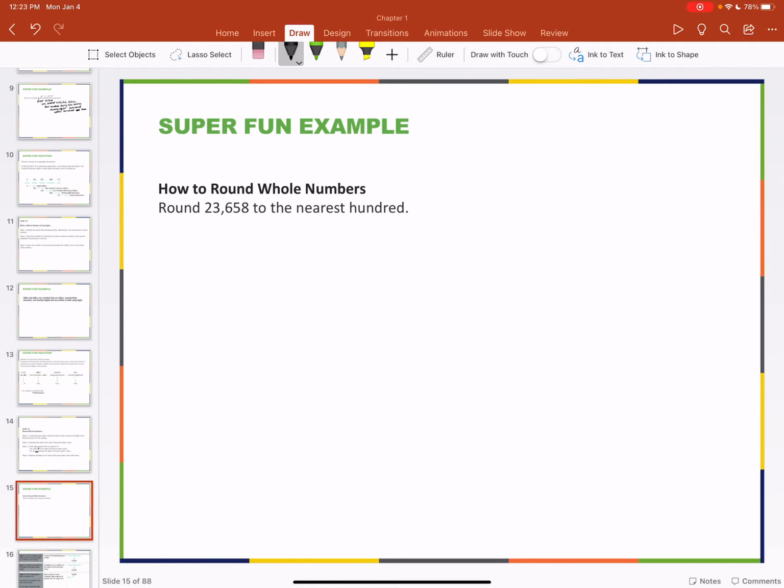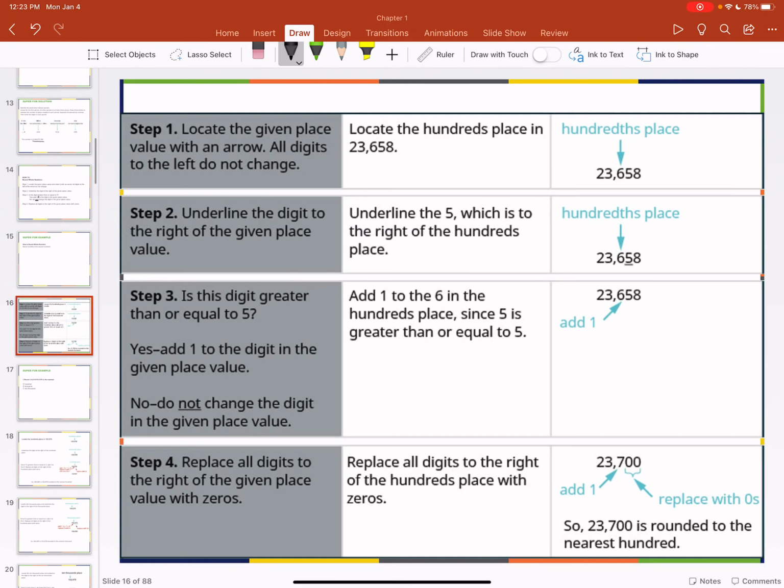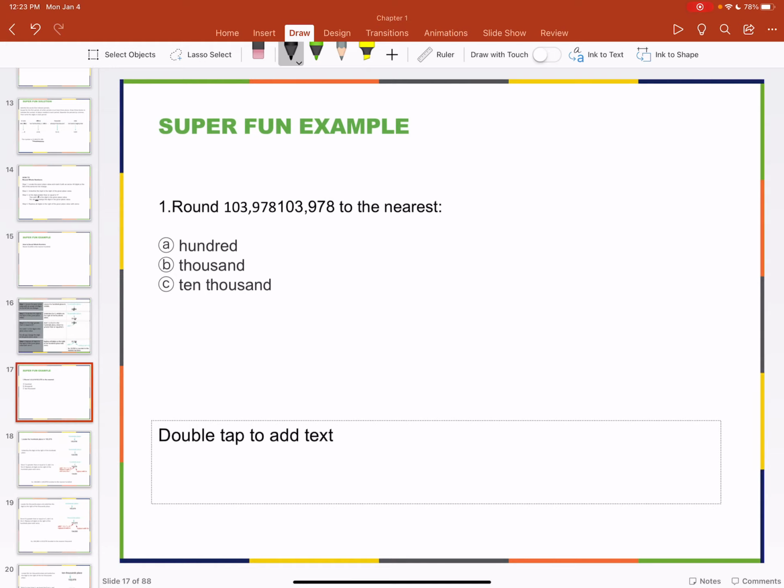Okay, so let's do a super fun example. We have 23,658. Let's round to the nearest 100. Okay, so we're rounding to the nearest 100. So this is our point of interest here, the 6. So we look next to it. We underline that. So immediately to the right of the hundreds place is a 5. And since it's greater or equal, we round up. In other words, this 6 becomes a 7, and then everything else becomes zeros.